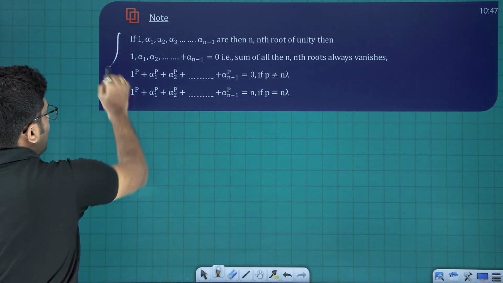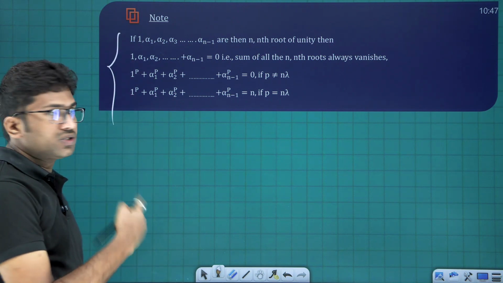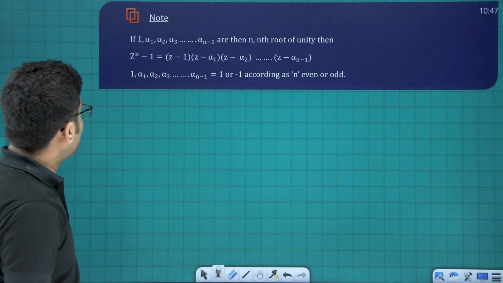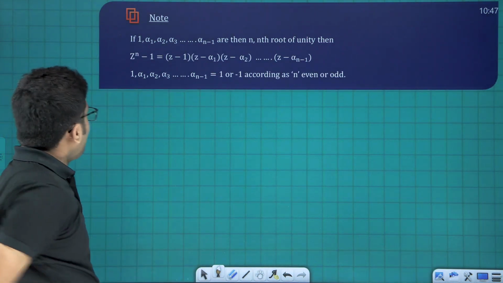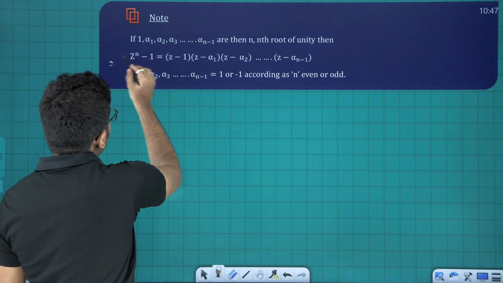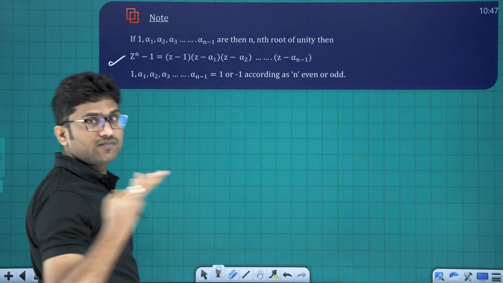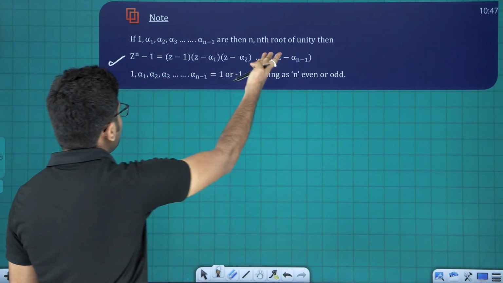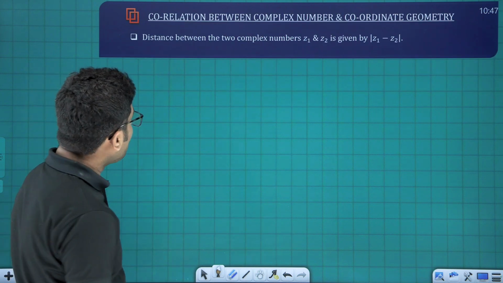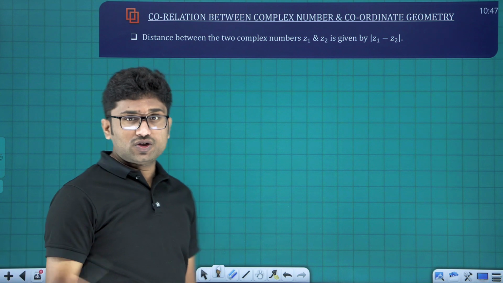Next, some important relations with respect to nth roots of unity, like we have in cube roots of unity. Go through it, friends. Go through it. Next, if 1, alpha 1, alpha 2, alpha 3 and so on are the nth roots of unity, then z to the power n minus 1 can be written in factor form, because if they are roots, then we can write it as factors.